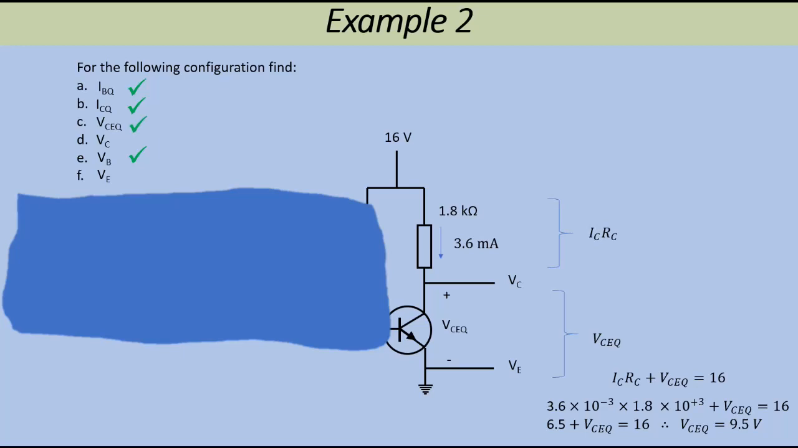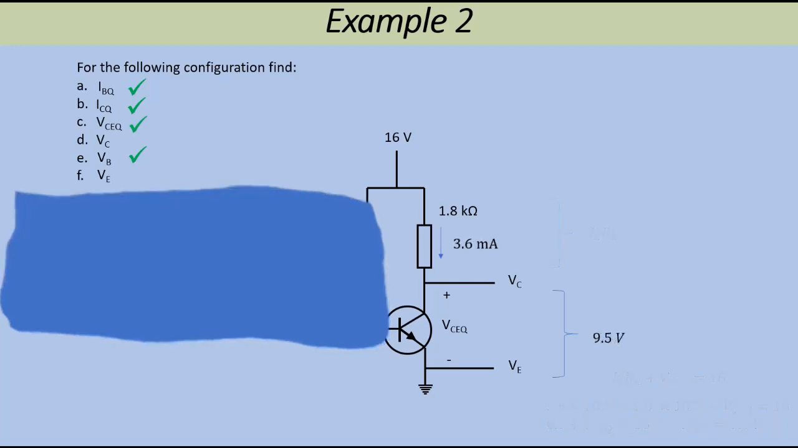So now we're left with the last two parts, D and F, to solve. Well, these are actually quite trivial, because VCEQ is 9.5 volts. We know that the transistor is grounded. There's no resistor connected in the emitter. Although later on we'll find in biasing circuits that there are going to be resistors in the emitter for stability reasons. But at the moment, this emitter is grounded, so VE is in fact 0.